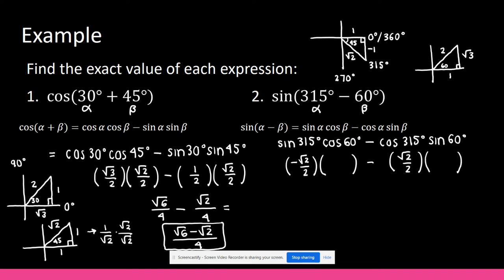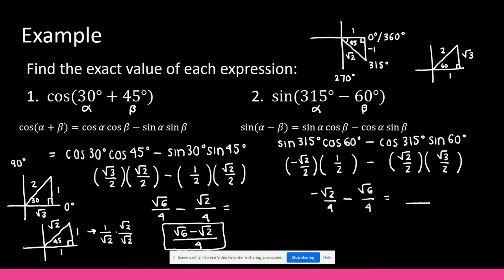So cosine of 60, adjacent over hypotenuse, would be 1/2. And then sine of 60 is opposite over hypotenuse. That's the square root of 3 over 2. Now I have no more sine and cosine because I've replaced them with the ratios that represented them. And now I'm going to multiply straight across. So I'll have negative square root of 2 over 4 minus square root of 6 over 4.